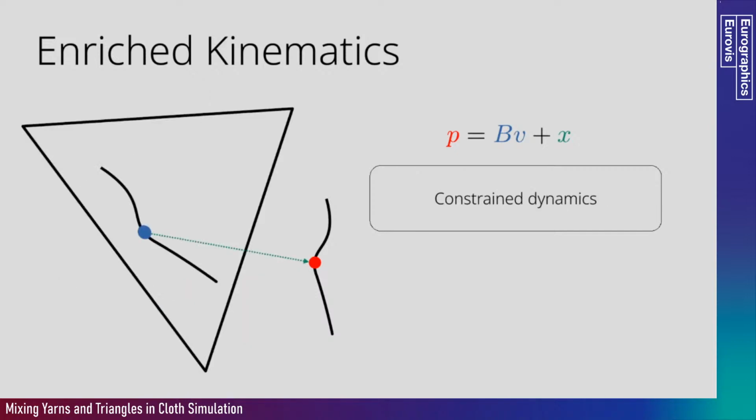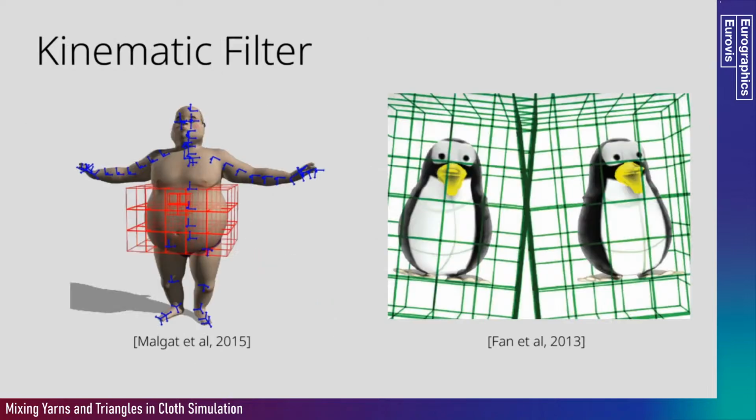To remove the redundancy, we must add some constraints. The common approach is to formulate the equations of motion using constraint dynamics, but this adds a large overhead to the simulation. Instead, we embed the constraints in the kinematic representation using a kinematic filter. The idea of the kinematic filter is not new, but we introduce a general and sound derivation of both the filter and the resulting equations of motion.